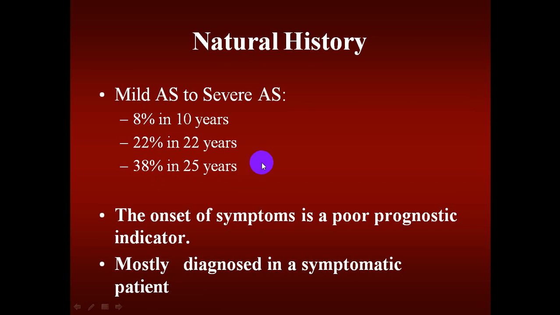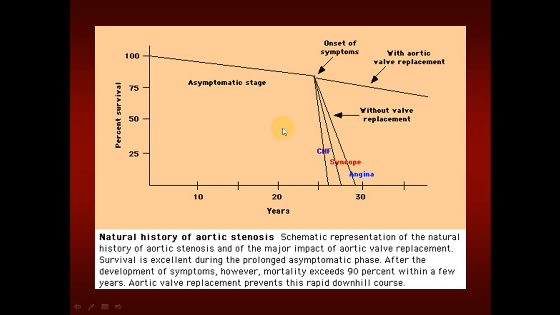The onset of symptoms is a poor prognostic indicator. Asymptomatic, good. When symptoms start, as we said previously, heart failure, angina, syncope related to exercise, it is a poor prognosis without surgical intervention. Mostly diagnosed in asymptomatic patients. This is important to see in this curve.